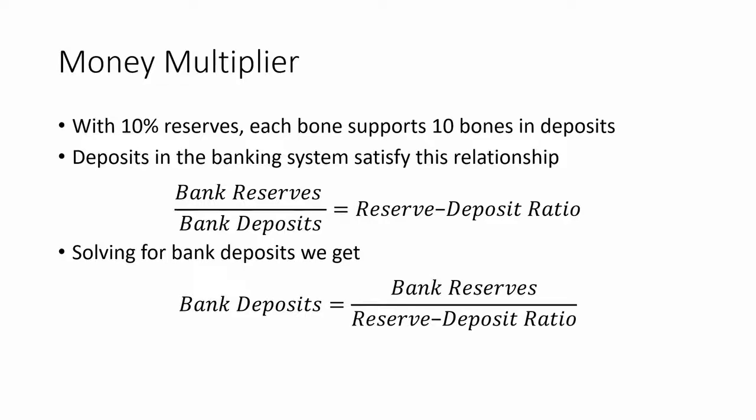So deposits in the banking system satisfy this relationship where we have a reserve deposit ratio. Bank reserves divided by bank deposits is going to equal our reserve deposit ratio. If we want to solve just for deposits, we can just multiply by deposits on both sides and then divide by the reserve deposit ratio. We get bank deposits equal bank reserves over the reserve deposit ratio.